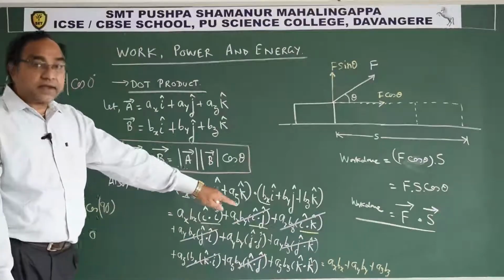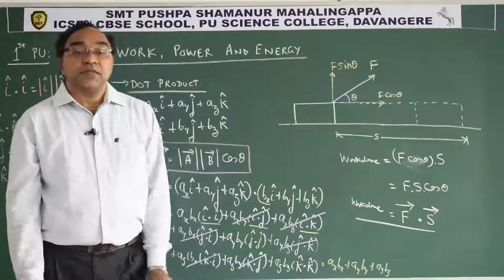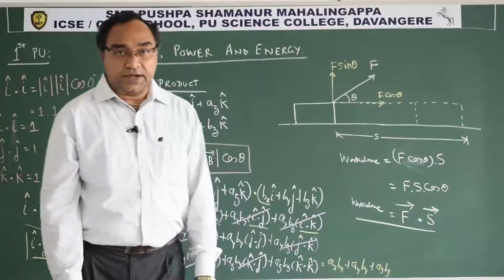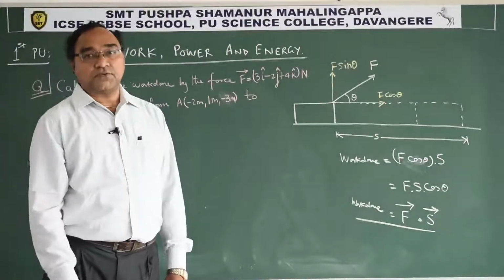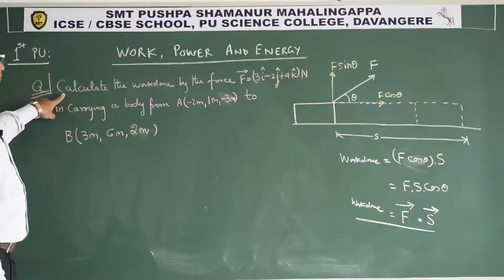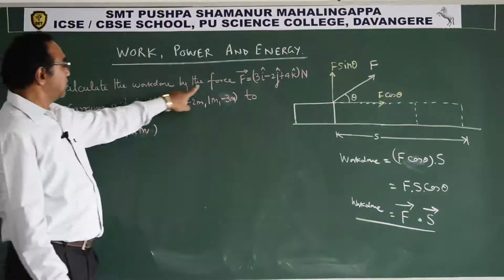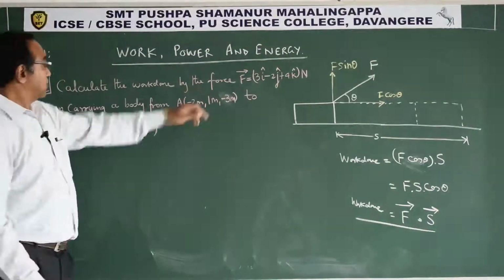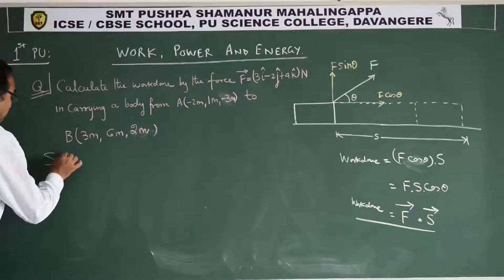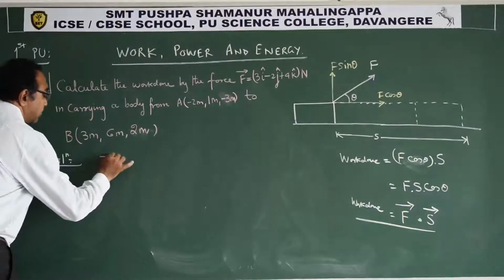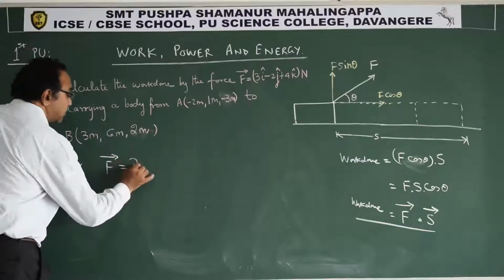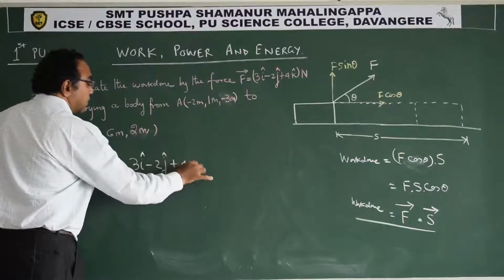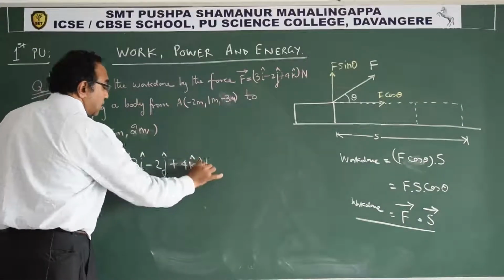Now, I will try to highlight this particular concept by taking some numericals which will highlight how to use the dot product. Clear? Now, let us solve this question. The question reads like this. Calculate the work done by the force F, which is given as, force the vector quantity, that is given as 3i minus 2j plus 4k. This is what we get as force in vector form.